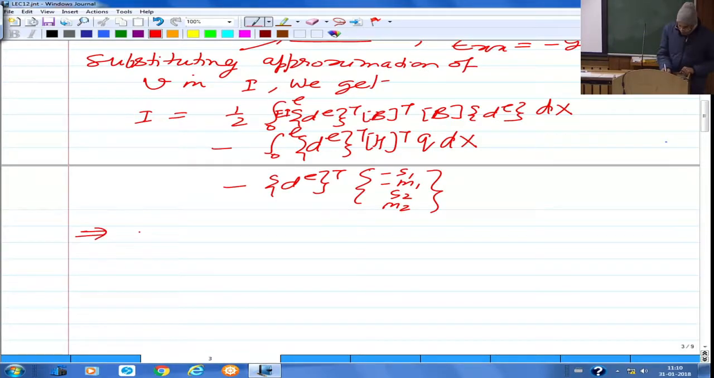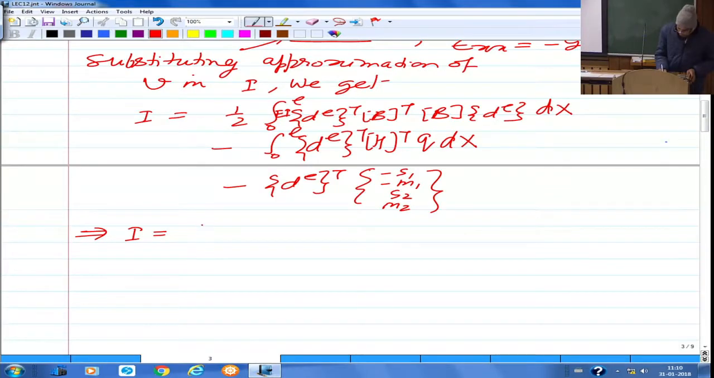And again you can slightly rewrite this. If you see here, de is only the values of v and dv by dx at two ends. So they are independent of your capital X coordinate, that element local coordinate. So you can take this d transpose on the left side and d on the right side out of the integration sign.